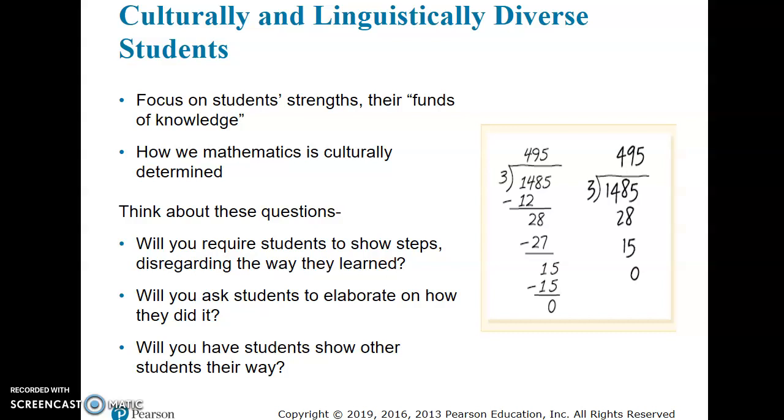Valuing a person's cultural background is a set of intentional actions that communicates to the students: I want to know about you. I want to see mathematics as a part of your life. I expect that you can do a high level of mathematics.